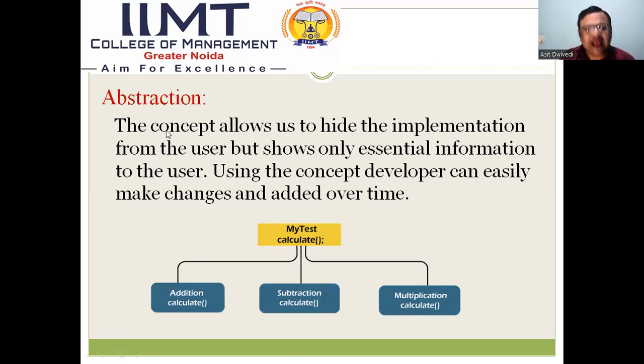Now next is abstraction. The concept allows us to hide the implementation from the user but shows only essential information to the user. Using the concept, a developer can easily make changes and add to it over time. This is the diagrammatic representation of abstraction. My test, there is addition, subtraction, multiplication.